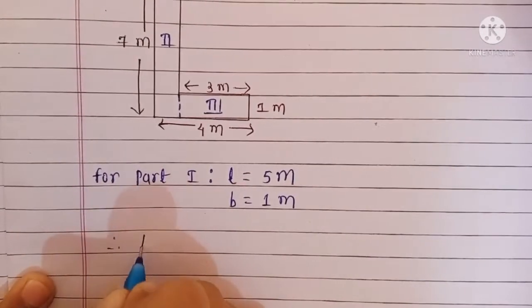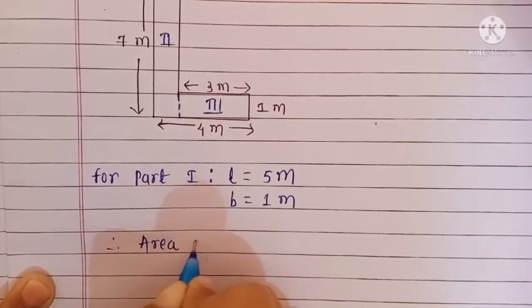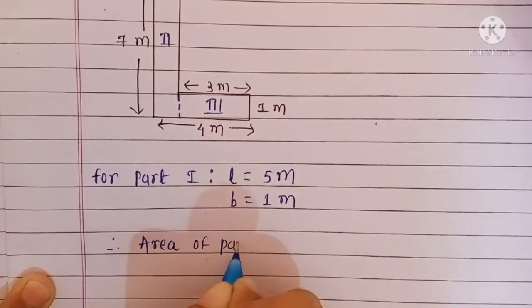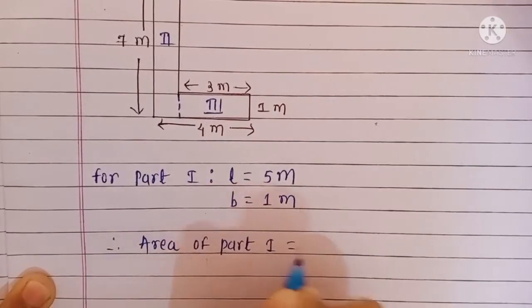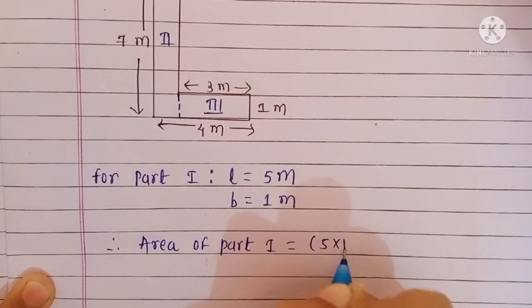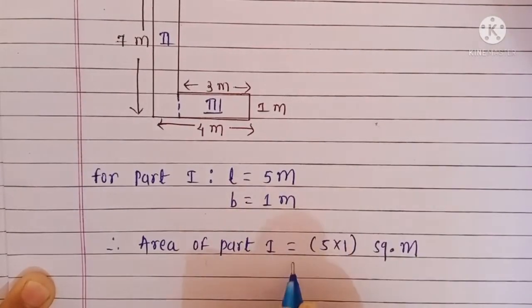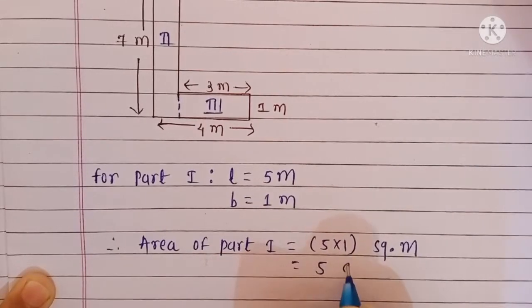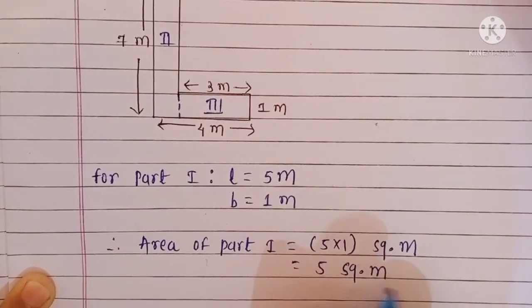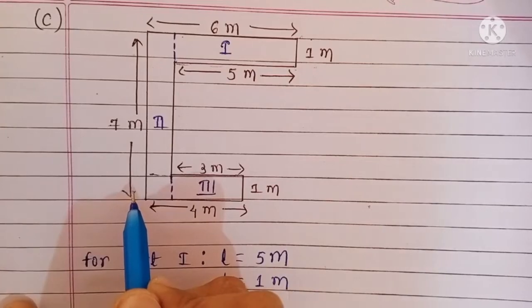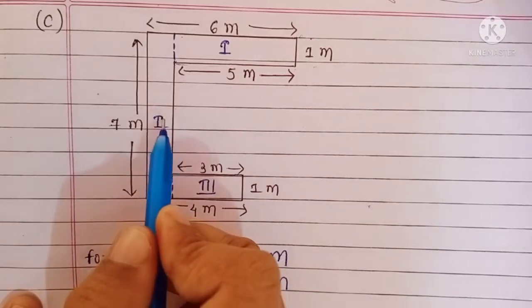Therefore, area of part 1 is equal to 5 multiplied by 1 square meter, and we get answer 5 square meter. Now we find area of second part.